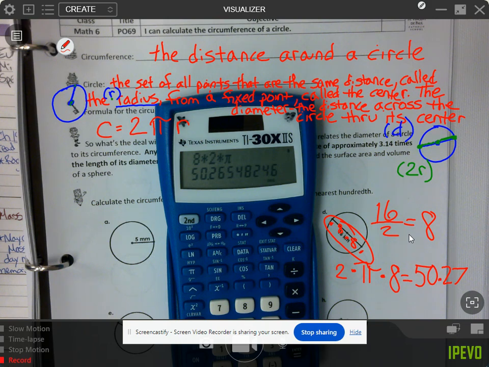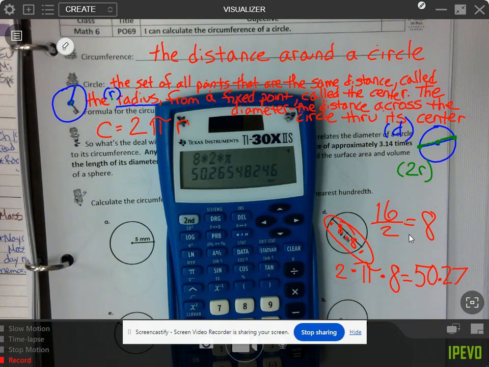Rounding to the hundredths, is my answer 50.26? No. Why not? Why, Marina? Because the next digit is 5 and 5 we round up. That next digit is a 5. You have to remember to round. So it's 50.27 if we use the pi button on our calculator.